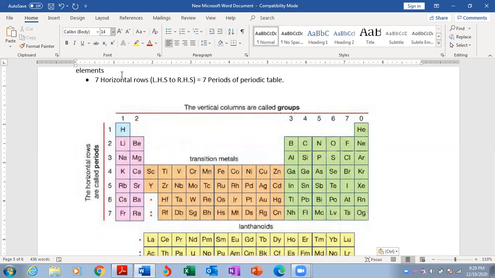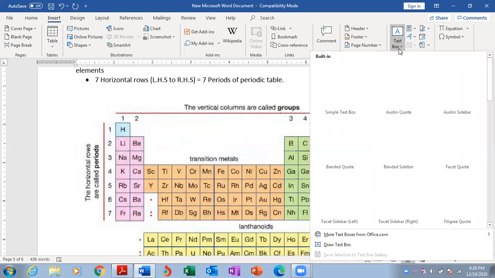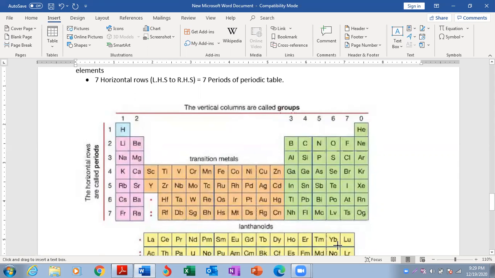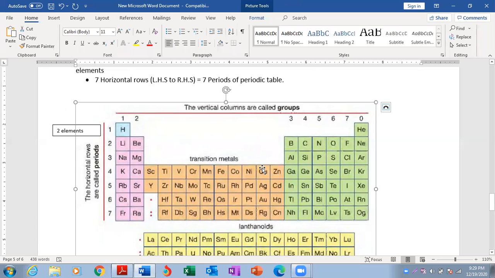The most important thing that you need to understand here, when we are moving from left hand side to right hand side, is to find out how many elements we have in the first period. In the first period we have only 2 elements. The first one is hydrogen, and the second one is helium. Got it? Is that clear? Achha. Now we are moving again.